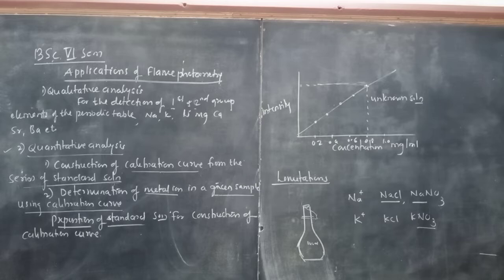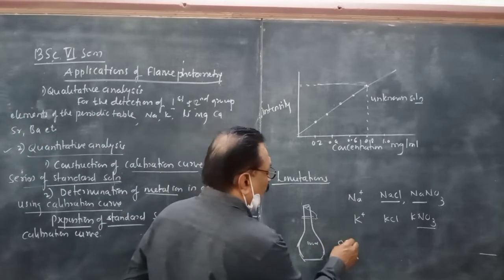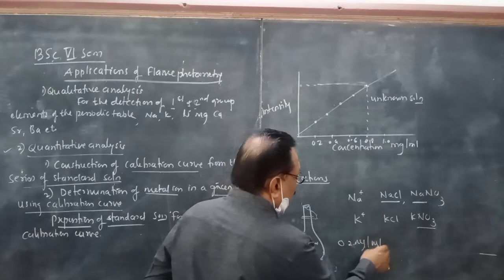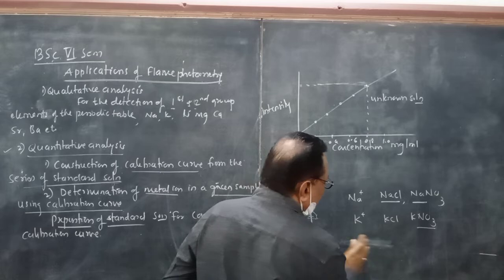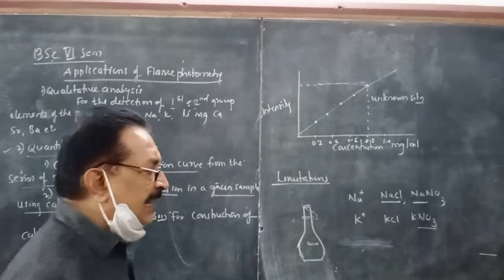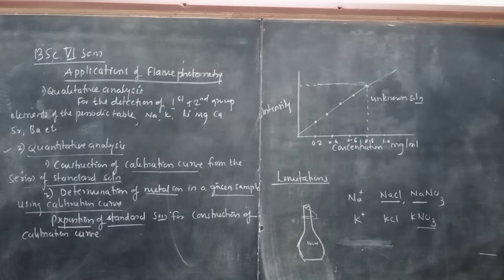Suppose the stock solution is 0.2 milligrams per ml. Then you have to prepare the standard solutions like 0.4, 0.6, 0.8, that is, 0.2 milligram, 0.4 milligram, 0.6 milligram, 0.8 milligram per ml of the stock solution.